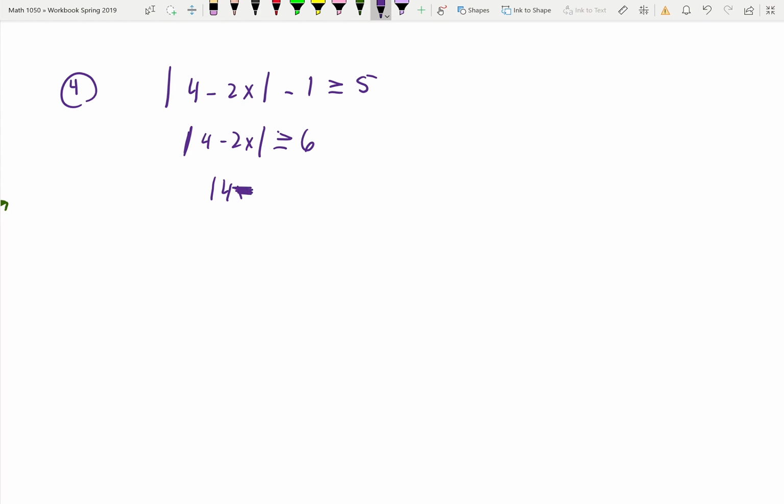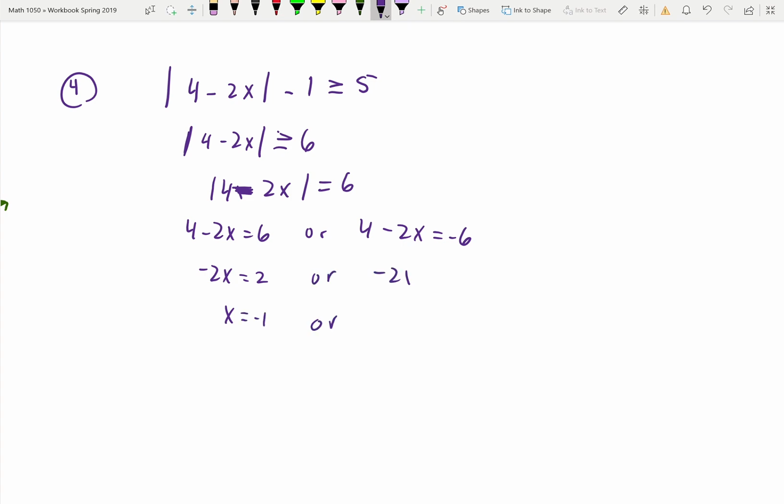Then once it's alone, remember you make this an equal sign. I'm not going to sit and try to erase that. You make it an equal sign. And then once it's an equal sign, you split it in two. So that would be 4 minus 2x equals 6, or 4 minus 2x equals negative 6. Then solve those. So that's negative 2x equals 2, divide, x equals negative 1. Right here, negative 2x equals negative 10, divide, x equals 5.